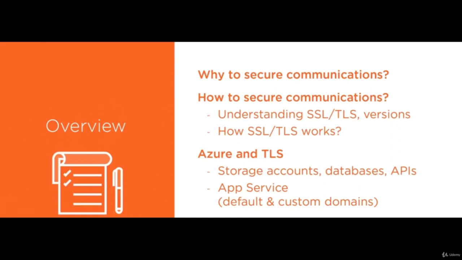We're going to take a closer look at app services and how to secure them using TLS. We will discuss two scenarios regarding app services. The first one is using the default Azure URL to access your app services, and the second scenario is when you have a custom domain and you want to use it with the website hosted on your app service.